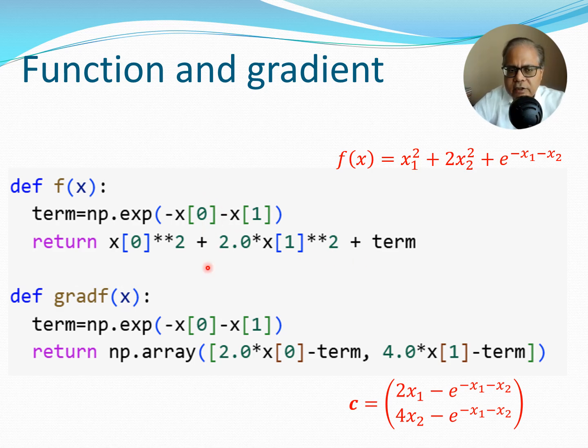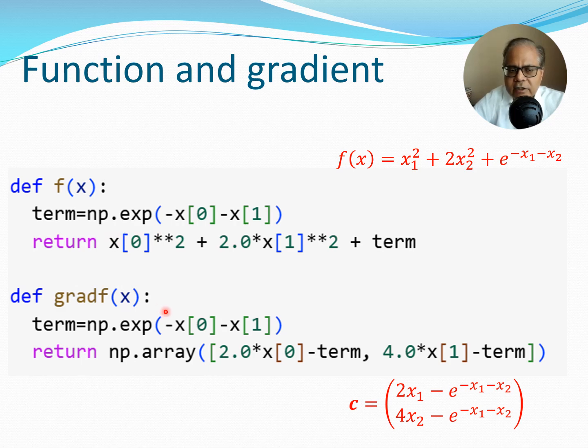So the first is the function f(x), which simply returns the mathematical function f of x given here. So this is x1 squared plus 2 x2 squared plus e to the power minus x1 minus x2. Remember, in Python the vectors start from 0, so x0 corresponds to x1 here and x1 corresponds to x2, and this term is e to the power minus x1 minus x2. We have to use numpy here because to use the exponential function .exp I have to bring in numpy.